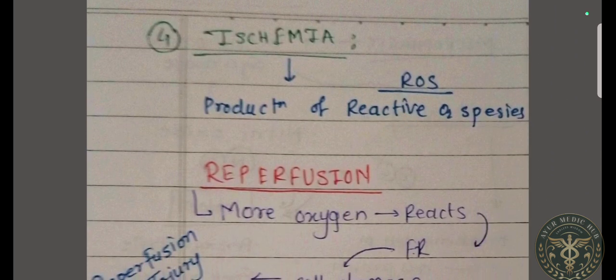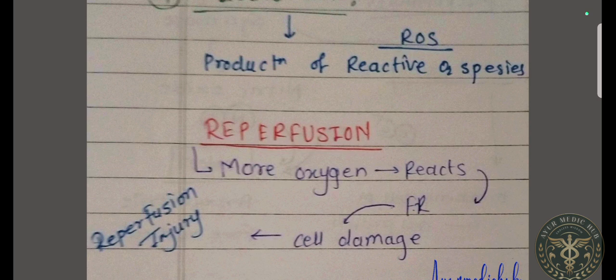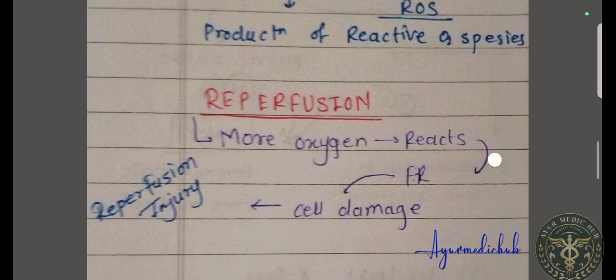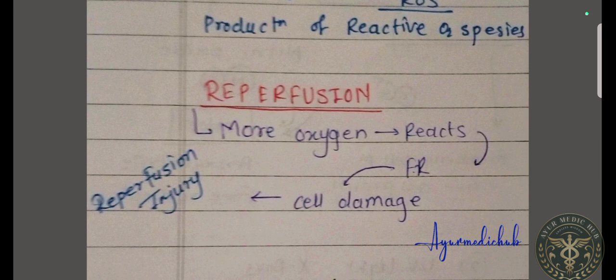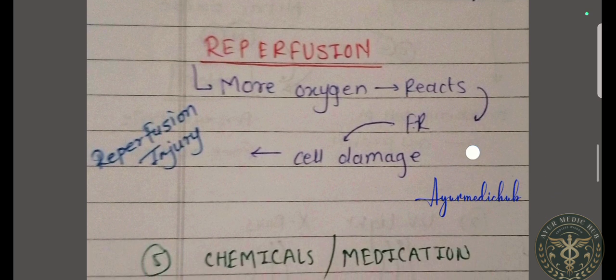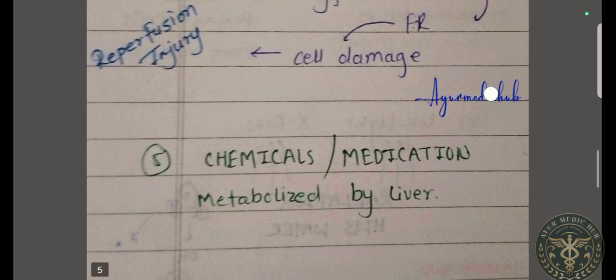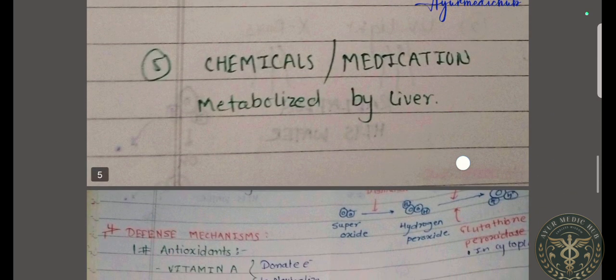Ischemia causes production of reactive oxygen species, ROS. Reperfusion is when more oxygen is taken by the cell. It reacts with the free radicals and causes cell damage, also known as reperfusion injury. Chemicals and medications also form free radicals. For example, when medications are metabolized by the liver, lots of free radicals are developed which cause harm to the liver.